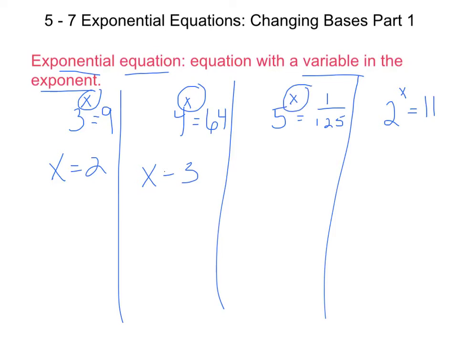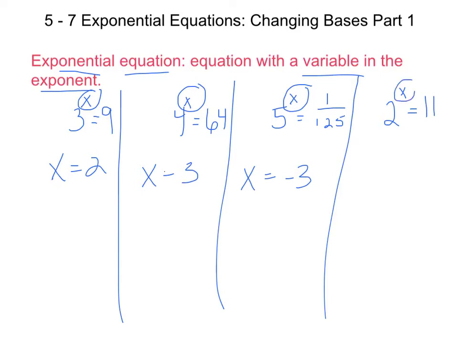5 to what power is equal to 1 over 125? Well, think of it as 5 to what power equals 125, in which case 3 is the answer. But since the 125 is in the denominator, negative 3 is the answer. Okay? But this one's not so easy.